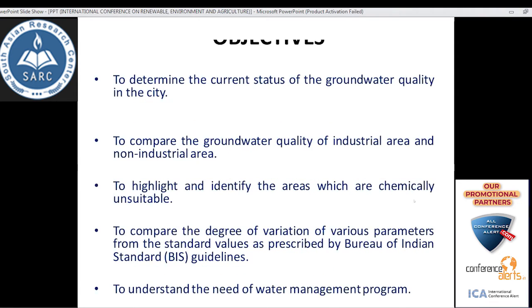Now, what are the objectives of the topic? First is to determine the current status of groundwater quality in the Srinagar district. Second is to compare the groundwater quality of industrial and non-industrial areas. Third is to highlight and identify the areas which are chemically unsuitable. Next is to compare the degree of variation of various parameters from the standard values as prescribed by BIS guidelines. And the last one is to understand the need for a water management program.